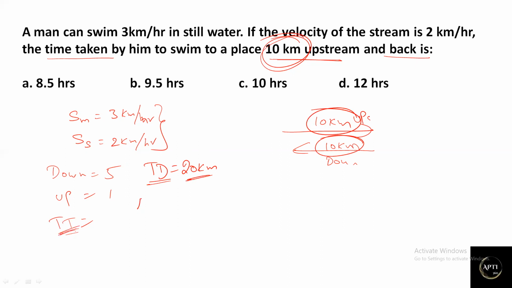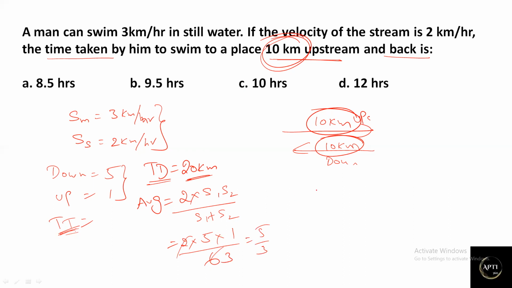Can't we find the average speed? Average speed is equal to 2 into S1 S2 divided by S1 plus S2. So what are S1 and S2? Downstream and upstream. So 5 into 1 divided by 5 plus 1, which is 6. Correct? So this is the average speed, or we can write it as 5 by 3.